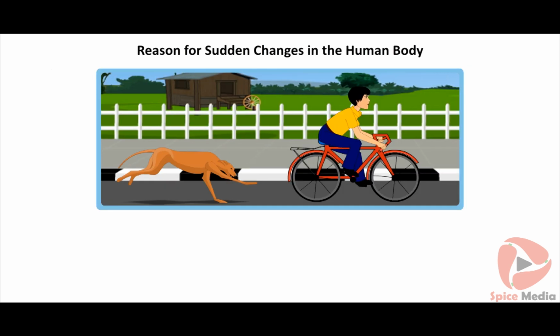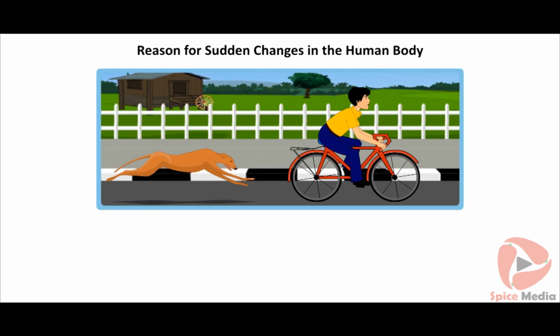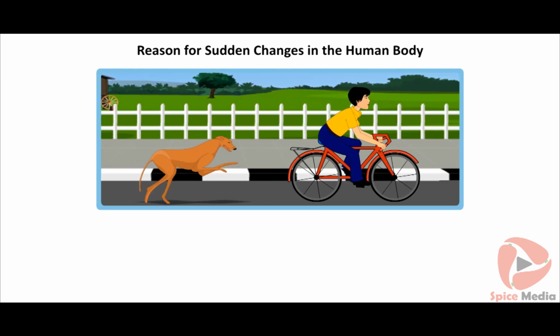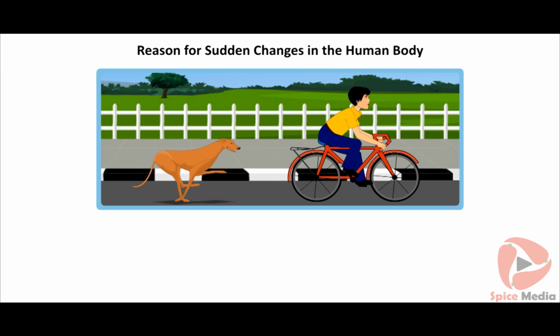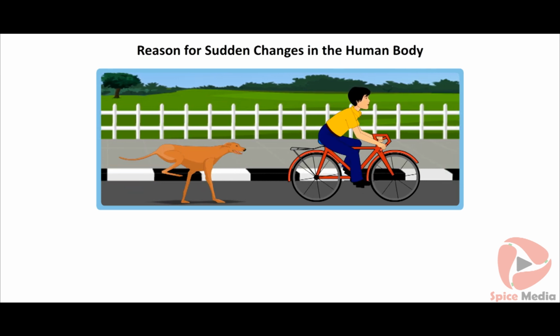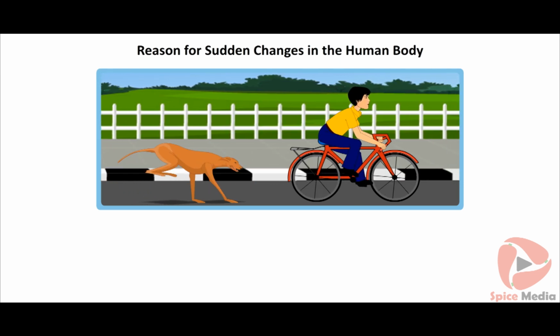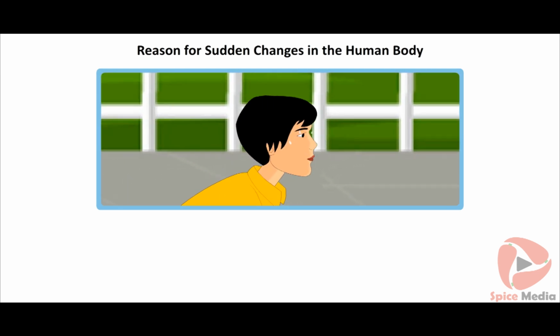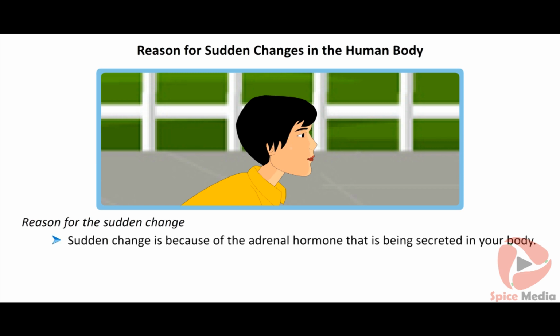Think that you are riding a bicycle on the road. If you suddenly happen to see a dog chasing you, your heartbeat increases and you start to ride fast with extra energy. As a result, your body sweats a lot. Have you ever thought about this sudden change in your body? This sudden change is because of the adrenal hormone that is being secreted in your body.